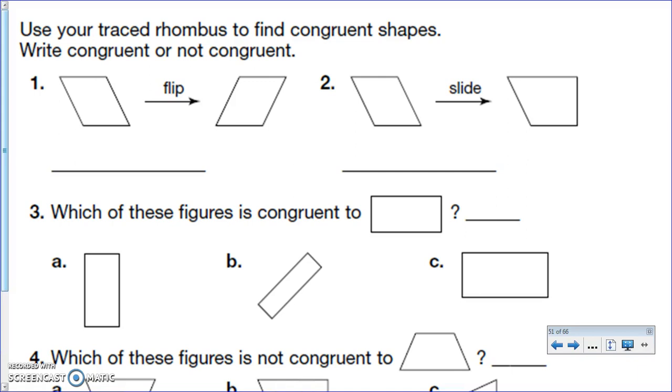For numbers 1 and 2, we need to decide if after the transformation, the two shapes are still congruent. So number 1, they flipped over a vertical line, so I'm going to go ahead and draw that in as a dashed line for you. And they flipped it across that line, and they kept the shape congruent. For number 2, they took the shape and they slid it or translated it to the right, but they did not keep the shape congruent as they did so.